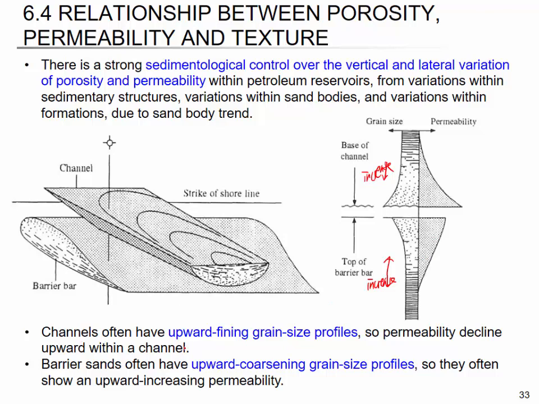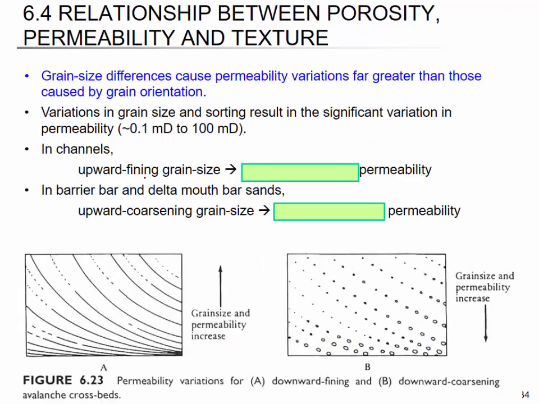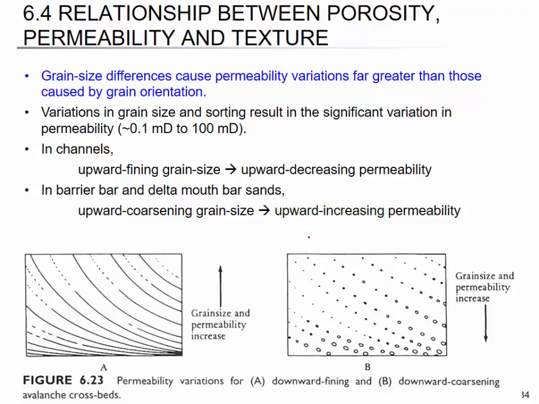So channels often have upward fining. Right, here in the channel, as you go up, it gets finer. And in the barrier bar, you have an upward coarsening grain profile, and thus higher permeability. So here, upward increasing permeability. Then, again, upward fining in the channel means upward decreasing permeability. And in the barrier bar and the delta mouth bar fan, upward coarsening grain size results in upward increasing permeability. That's because the depositional process is different for different areas.